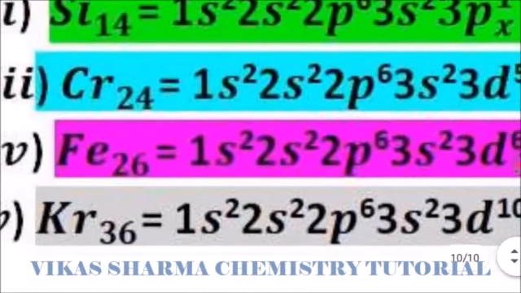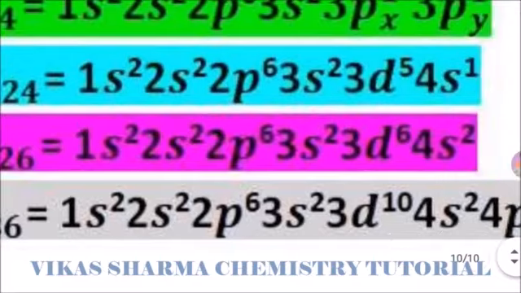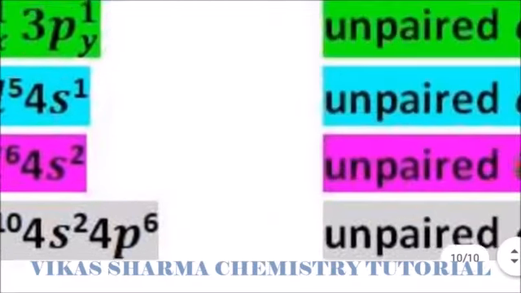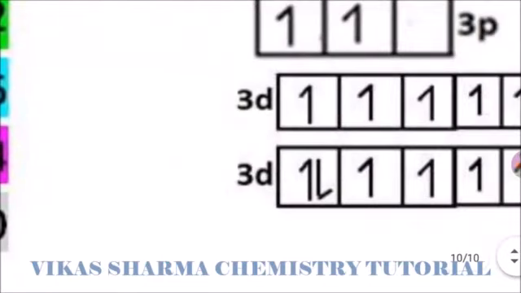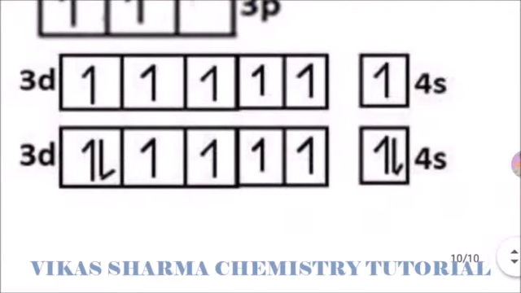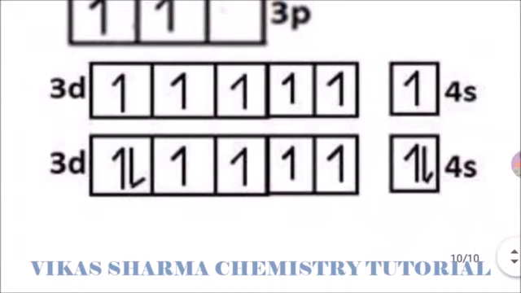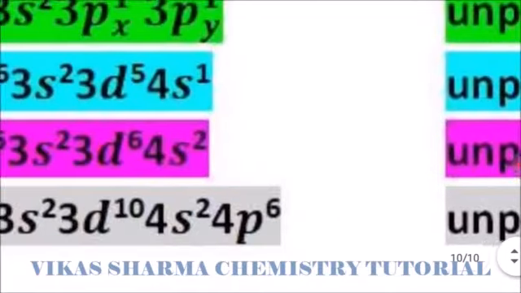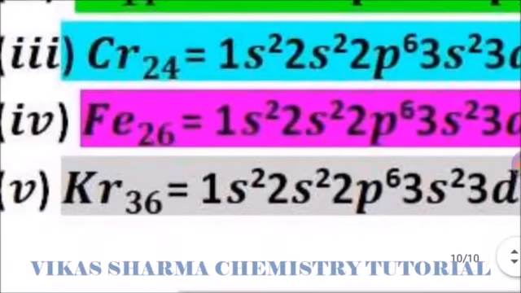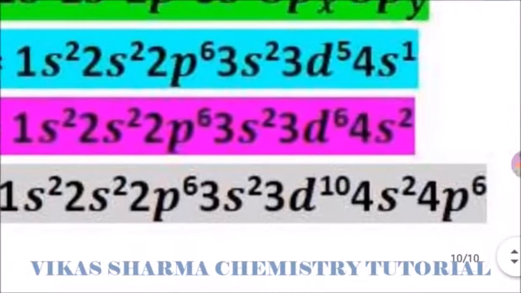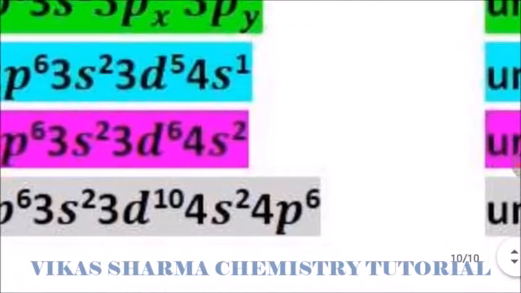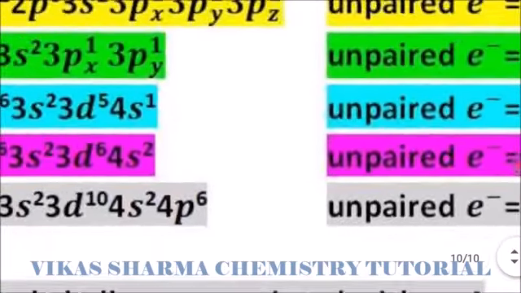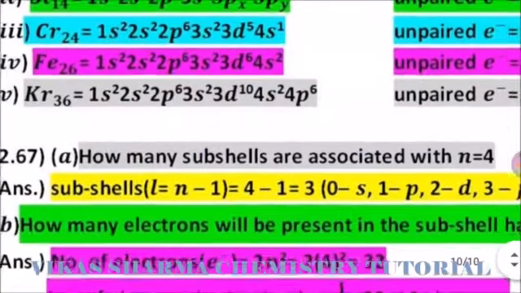Iron: 26 is the atomic number, and the configuration is 1s2, 2s2, 2p6, 3s2, 3d6, 4s2. So the unpaired electrons are 4, because in the 3d orbitals 4 electrons are in positive spin, so they remain unpaired. Next is the element with atomic number 36, with configuration 1s2, 2s2, 2p6, 3s2, 3d10, 4s2, 4p6. So there are no unpaired electrons, because the even number shows all the electrons are paired.